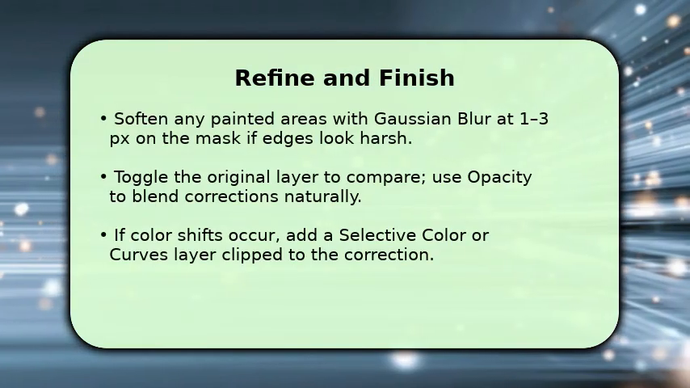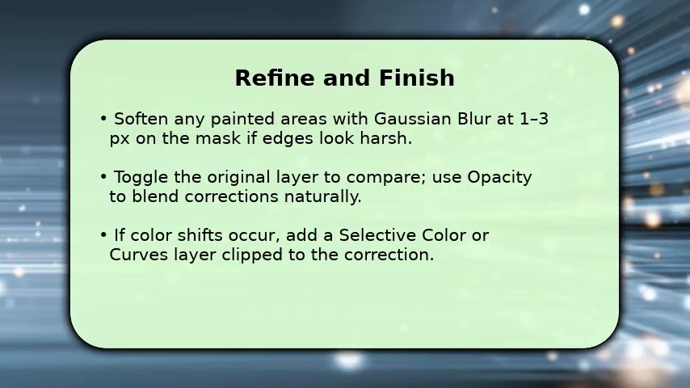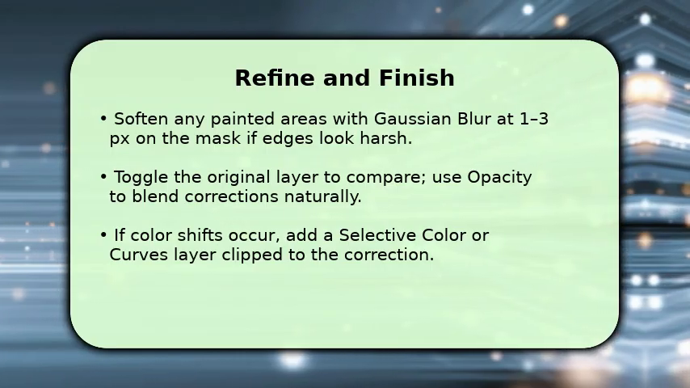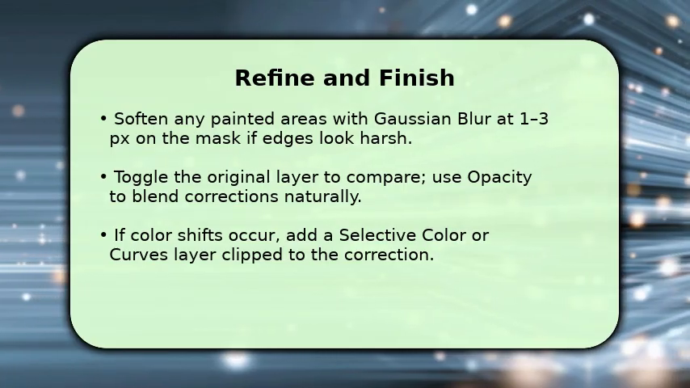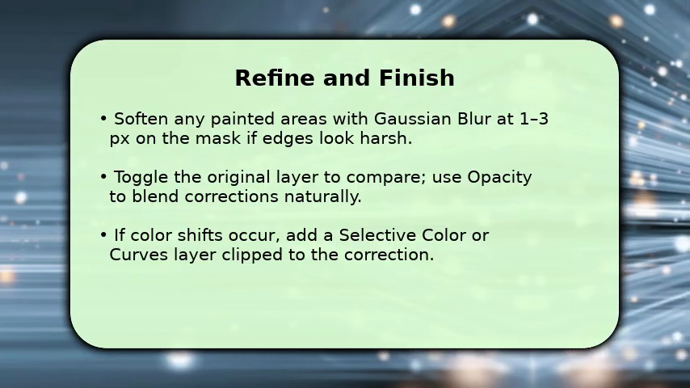Finish by refining masks and blending. Mask edges can be softened with a 1.3px Gaussian blur or painted with a low opacity soft brush to avoid halos. Once done, toggle the corrected layer on and off to judge impact, then reduce layer opacity until the face looks natural in the scene.